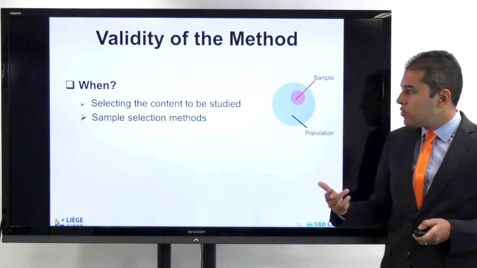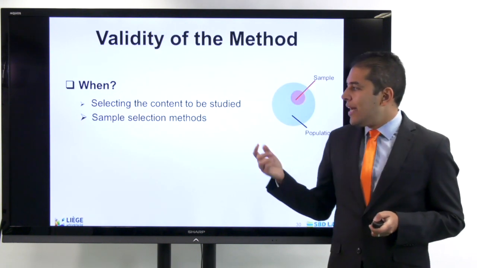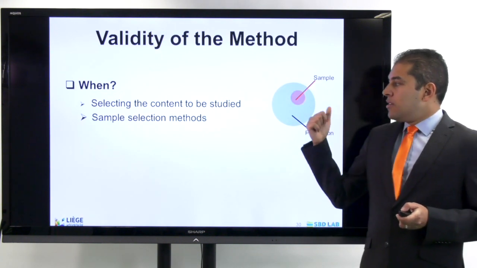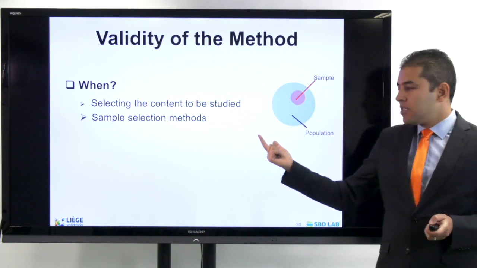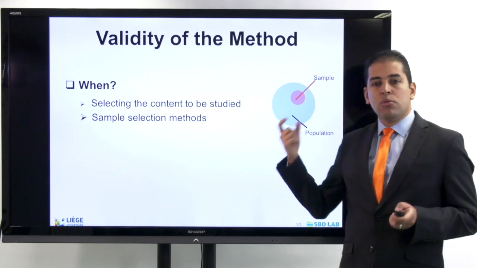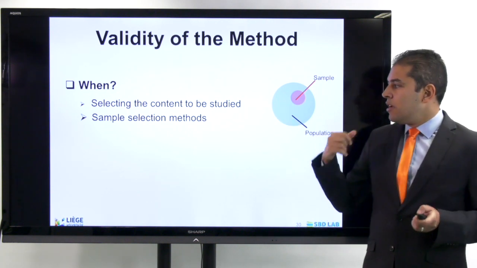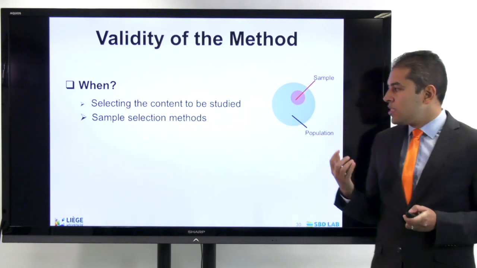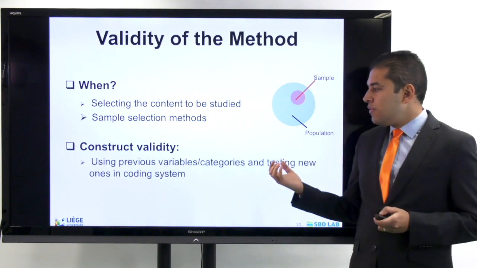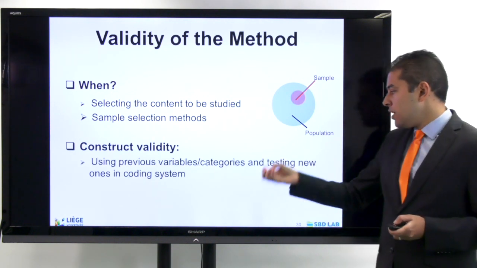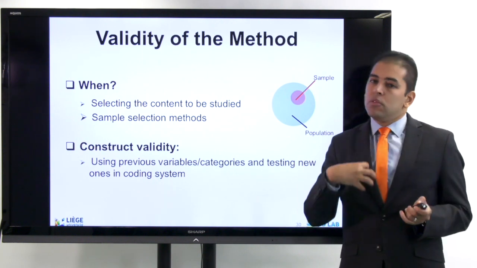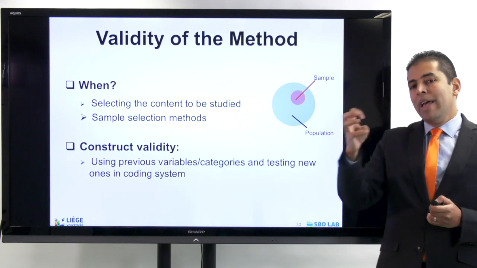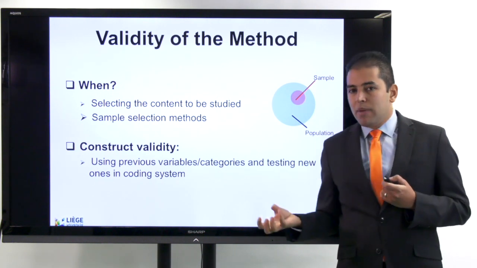So these are all approaches. And when we do validity, we look at the content to be studied and the sample selection methods that we are working on. So first, when we do content analysis, we need to look at that. What is the content that I have? Is it representative or not? We need to construct the validity by using previous variables and categories, and testing new ones in the coding system. So we can try to revise our coding system and our categorization, and we check, does it make sense or not?